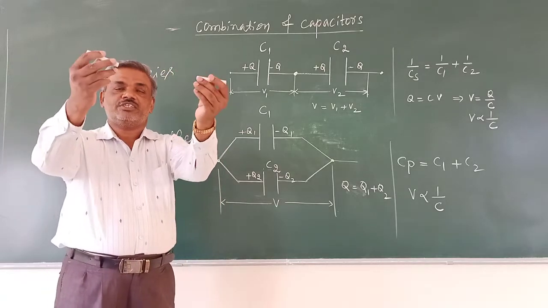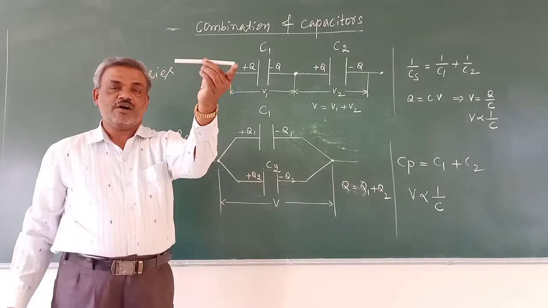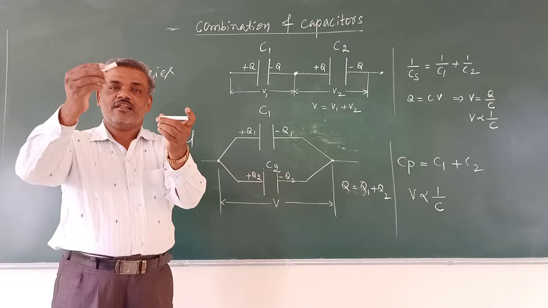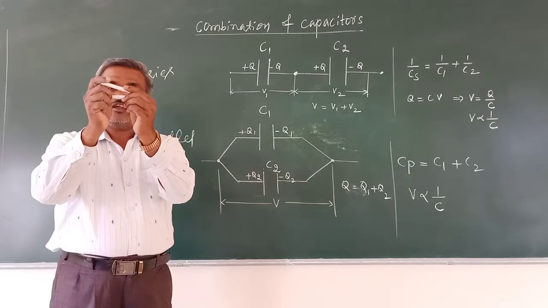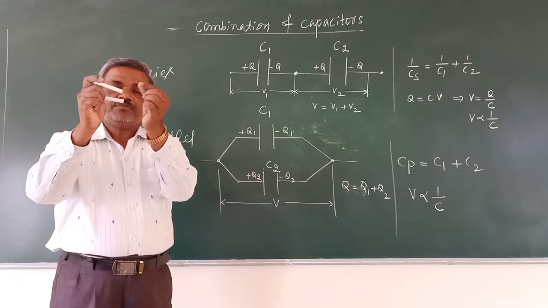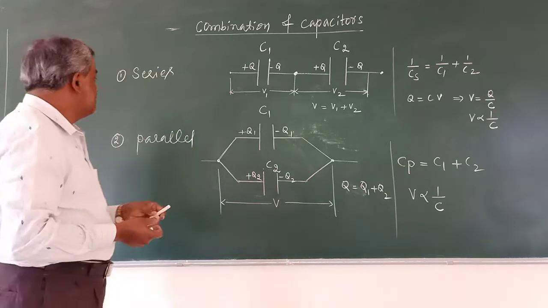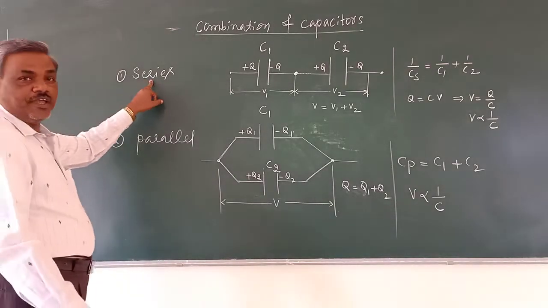Example: now your two capacitors are connected one end to the other end. Such a combination is called series combination. Example: parallel combination of two capacitors here. The right terminals are connected to one point, and the left terminals are connected to another point. So now we have series combination of the capacitors.